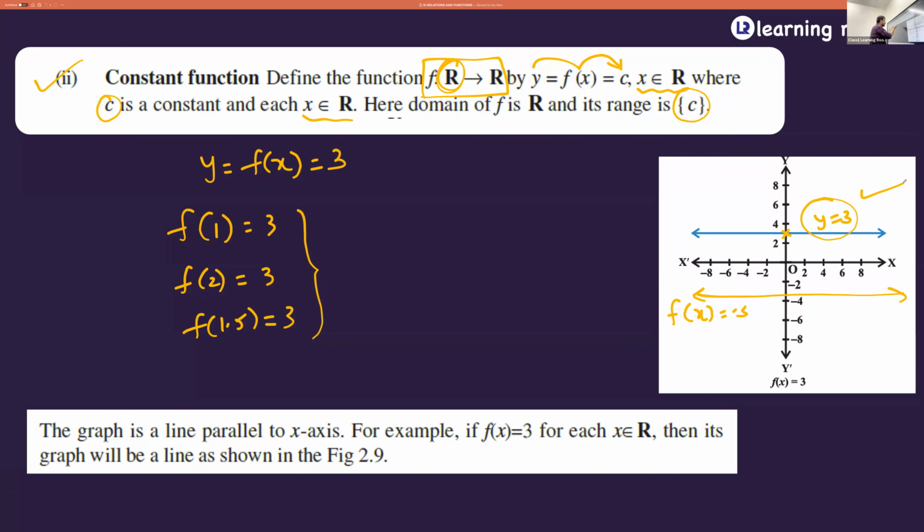See, for example, if the question had been f of x is equal to 3x, this is not a constant function, because you substitute different values of x here, you get different values of y. Whereas in this question, what is there? f of x is equal to 3. So whatever is the value of x that you substitute, the output is not affected at all. It's a constant.